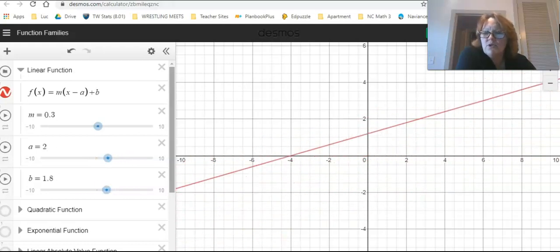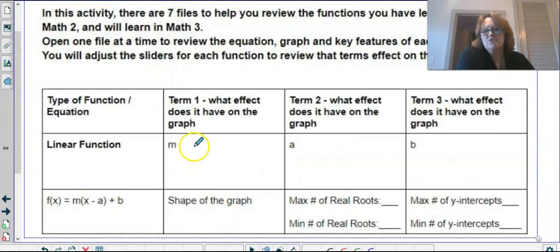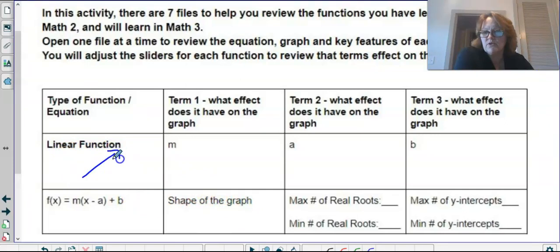Okay. Then you go back over to your sheet and you fill these things in. So linear function, I want you to write, oh, actually, no, you don't have to do that. You can sketch it. You can talk about the shape of the graph. You can sketch it right here. So let's just sketch, linear function. Okay, straight line. M, what effect does that have on the graph? It changes the slope. You can say it changes the slope. That's fine. Term 2, that's the A. What effect does that have? Term 3, the B. What effect does that have? What's the shape of the graph? It's a line.